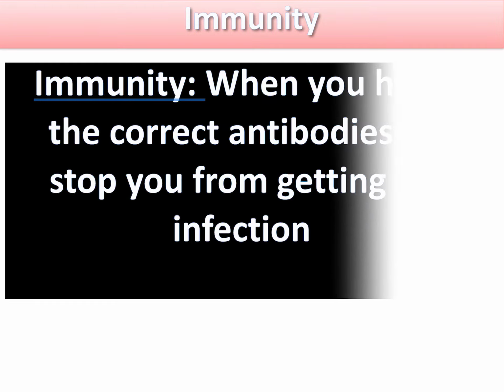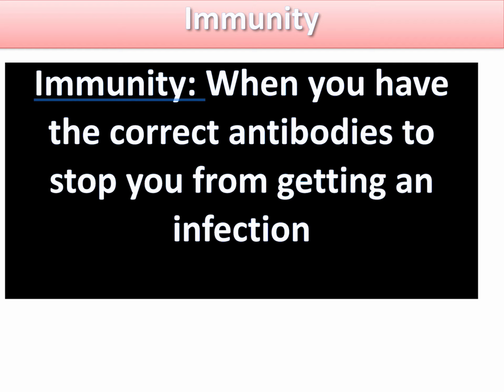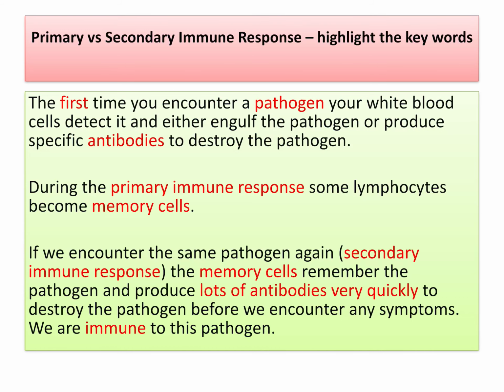So, as I said, our final point. We're going to think about immunity now. And that's what we just mentioned in one of those questions. Why, when you're reinfected, can your body fight it off quicker? Something we call immunity. So immunity is when you have the correct antibodies to stop you from getting an infection. Your body already has made these antibodies.